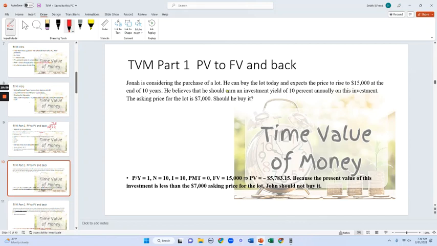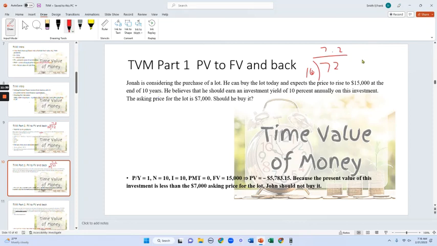Finally, Jonah is considering purchasing a lot. He can buy the lot today and expects the price to rise to $15,000 at the end of 10 years. He believes he should earn an investment yield of 10% annually on this, and the asking price for the lot is $7,000. So with the rule of 72, if we took 72 and divided it by 10, just like the last problem, we'd expect him to double his money over 7.2 years. We're going out for 10 years, so it's going to double and a little bit more for another 2.8 years.